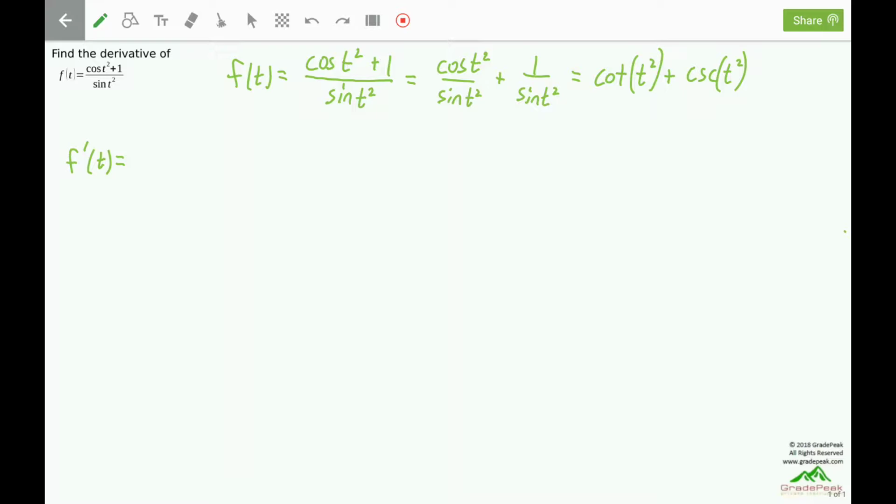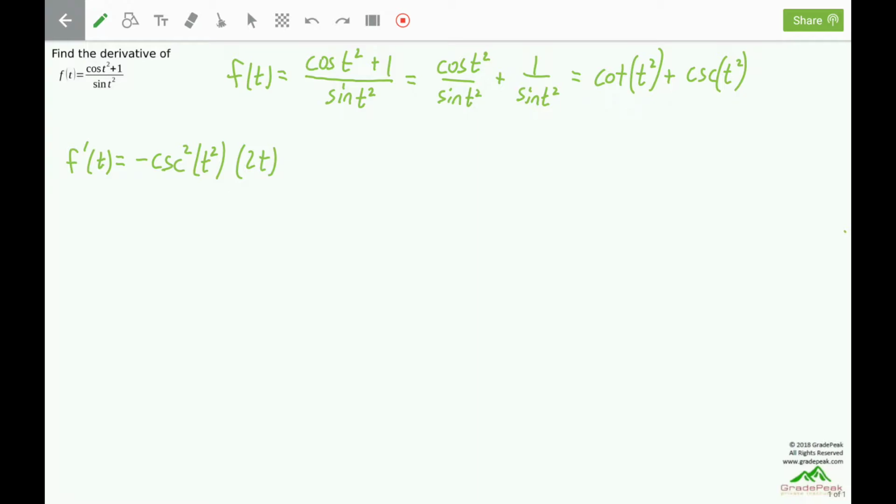The derivative of cotangent is negative cosecant squared, so we'll have negative cosecant squared of, leave the inside alone, t squared, but then we need to multiply by the derivative of the inside to complete the chain rule. Derivative of t squared will be a 2t. That 2t is going to move to the front. It's not inside the trig function.